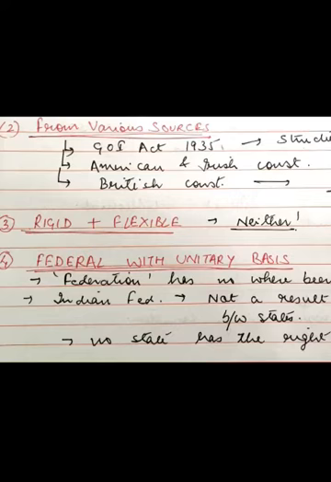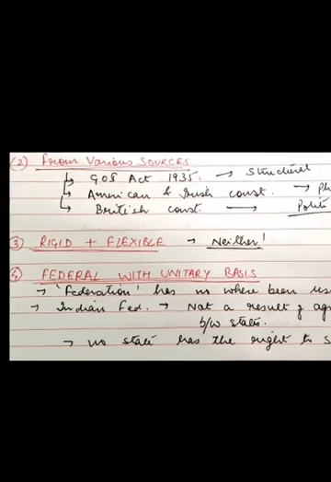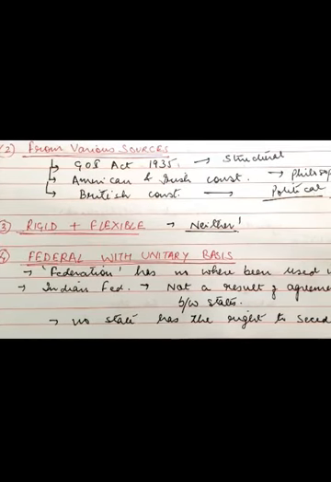And the next point is federal with a unitary basis. The Constitution of India establishes a federal system of government. It contains the usual features of a federation: two governments, division of powers, written constitution, supremacy of the constitution, rigidity of the constitution, and so on.